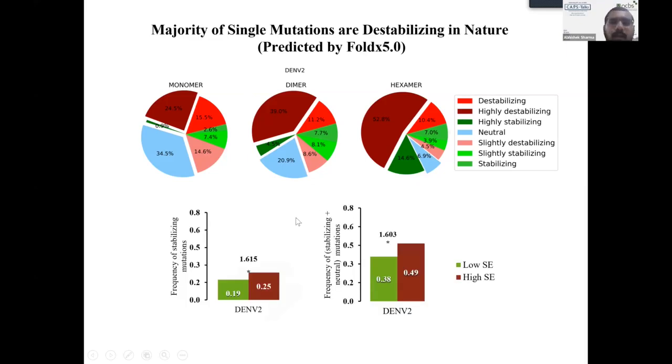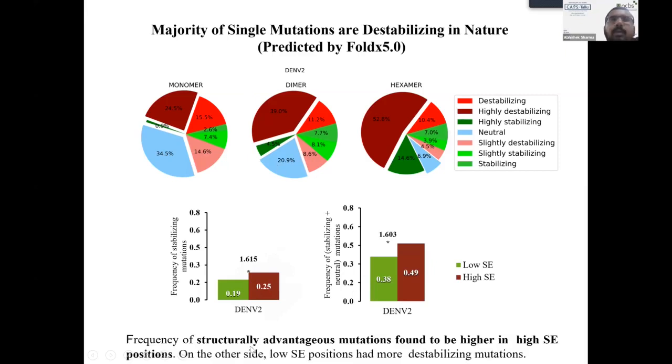Now, one could expect that out of this distribution, some of them will be in the high frequency and some of them will be in the low frequency. But upon analysis, we found that a major proportion of advantageous mutations were found in high SE positions, which was expected. And similarly, vice versa, some low SE positions had more destabilizing mutations.